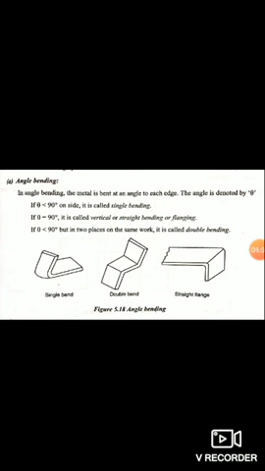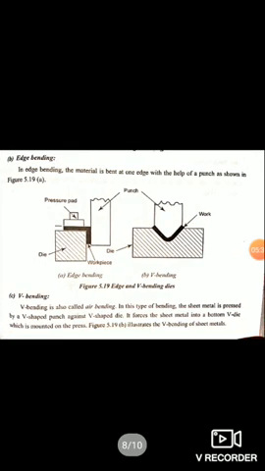That angle is represented by theta. When the angle is less than 90 degrees and the bend is on one side, it is called single bend. If the angle is 90 degrees but the bending is in two places in the same work, then it is called double bend. And if the angle of bend is 90 degrees, it is called vertical or straight bending or flanging.